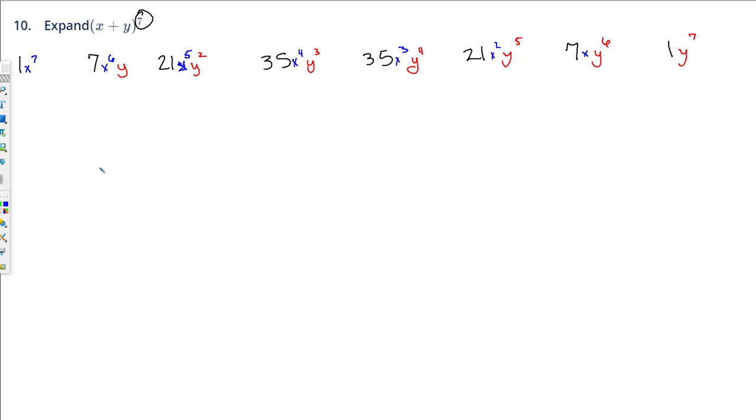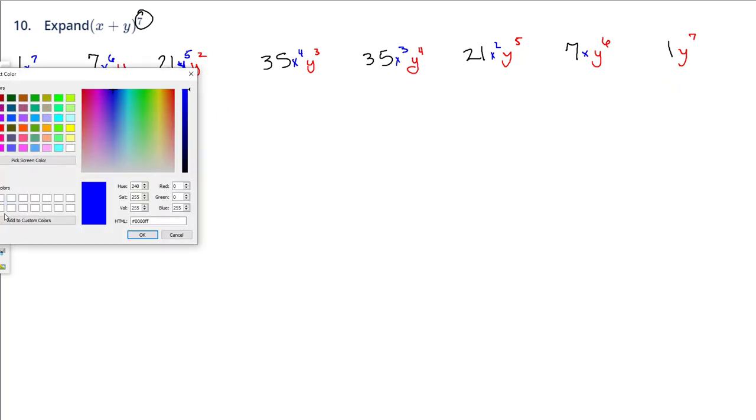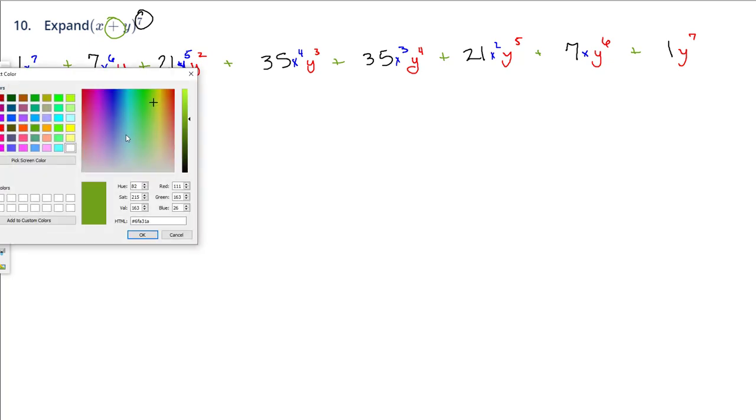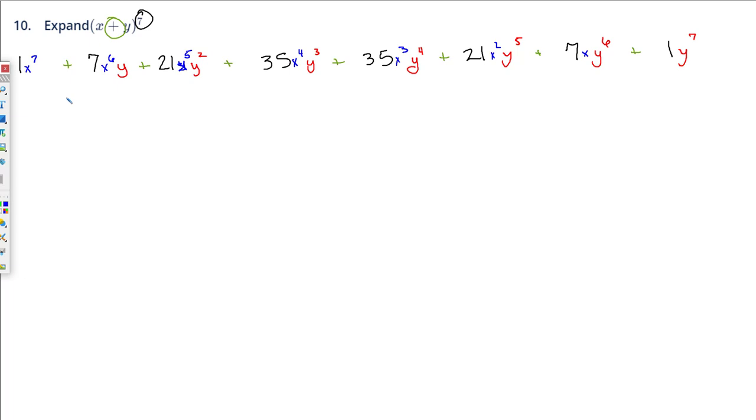Now, how do I determine what my signs are between each of these? They're all positive because the middle sign is positive. Since this is positive, they're all positive. If that middle sign happened to be a negative, then it would be negative, positive, negative, positive, negative, positive, negative. So if it happened to be a minus sign in between, that'd be your signs.